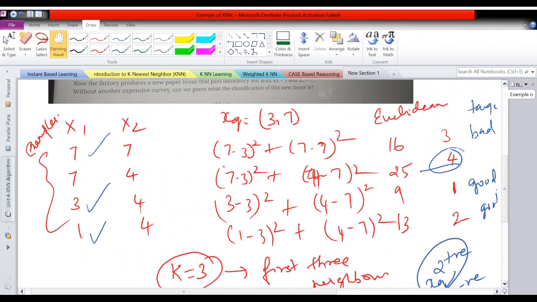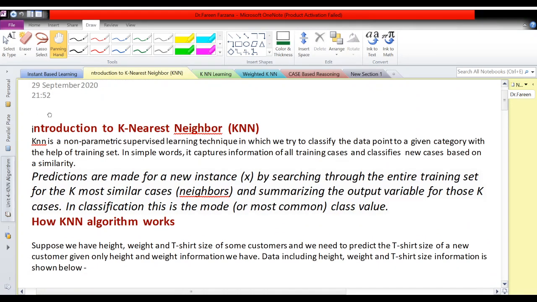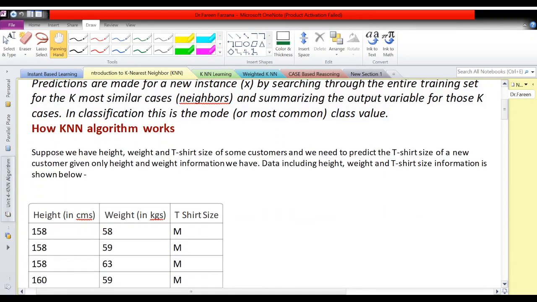A very small example, with a very small data set. Another one is here. So here we have the weight, height and t-shirt size of some customers, and we need to predict the t-shirt size of a new customer.